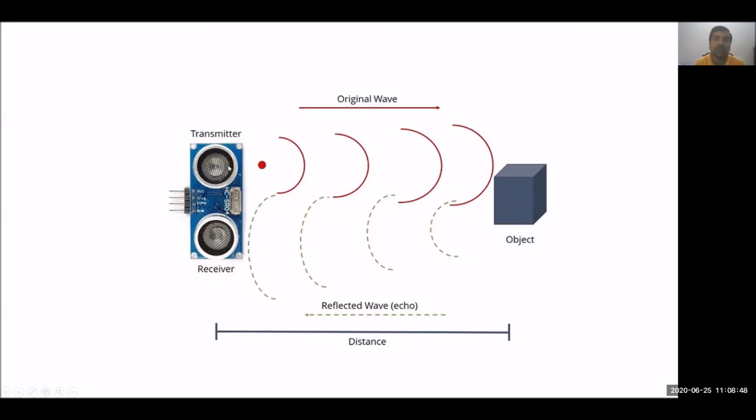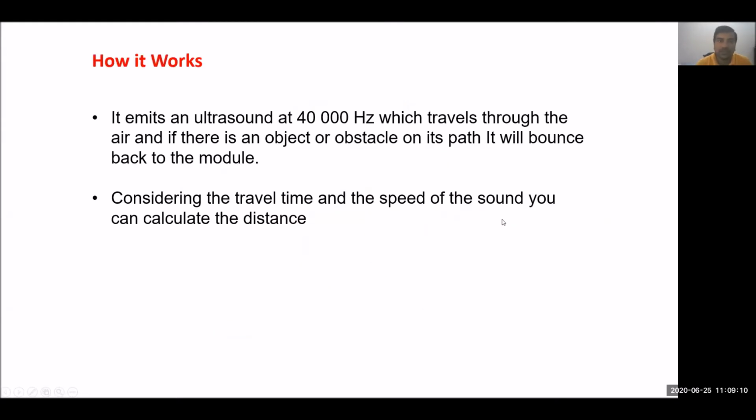Here, when the transmitter transmits the signal, it goes with the speed of sound, and after hitting the object, it comes back with the same speed to the receiver. For distance measurement, we use time, and we have the speed of sound. With the help of that, we can calculate the distance. Ultrasound is produced at around 40 kilohertz, which travels through the air, and if there is an object or obstacle on its path, it bounces back to the module.